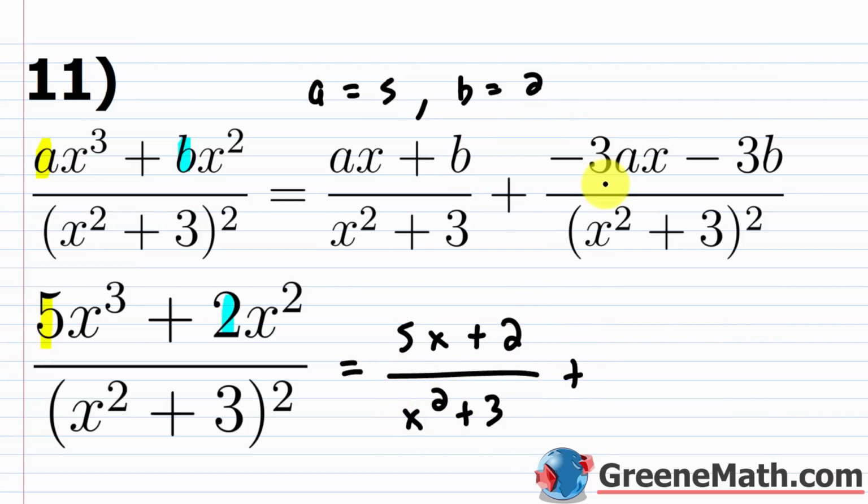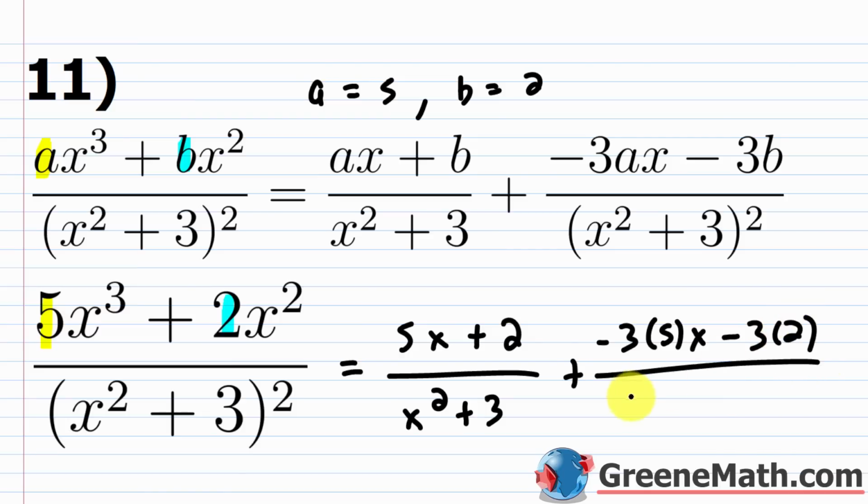And then plus, this is negative 3 times a, which is 5. Again, lowercase a to be more specific. And then times x minus 3 times the lowercase b, which is 2. This is over your quantity x squared plus 3 squared. Okay, so negative 3 times 5 is negative 15. And then negative 3 times 2 is negative 6. And that's basically your answer.